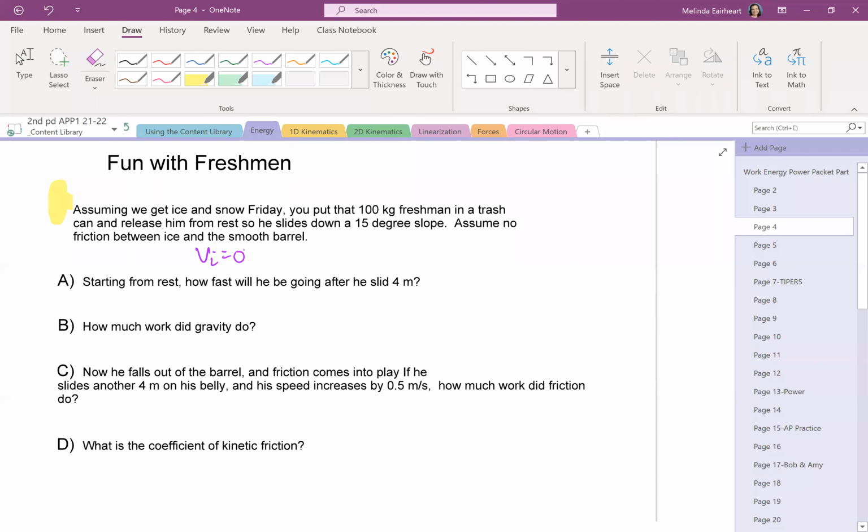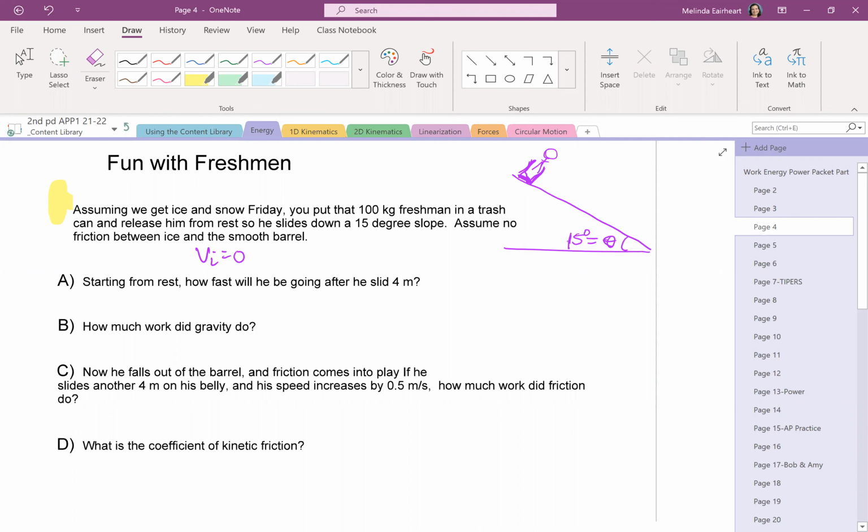It's a hill, right? And so maybe we draw that here. So here's our barrel with our freshman or person in it, whatever. It's a box. You slide a box down a ramp and it's 15 degrees elevated. Assume no friction between the ice and the smooth barrel. Okay, so we've slicked it up, no friction. Starting from rest, how fast will he be going after sliding 4 meters?